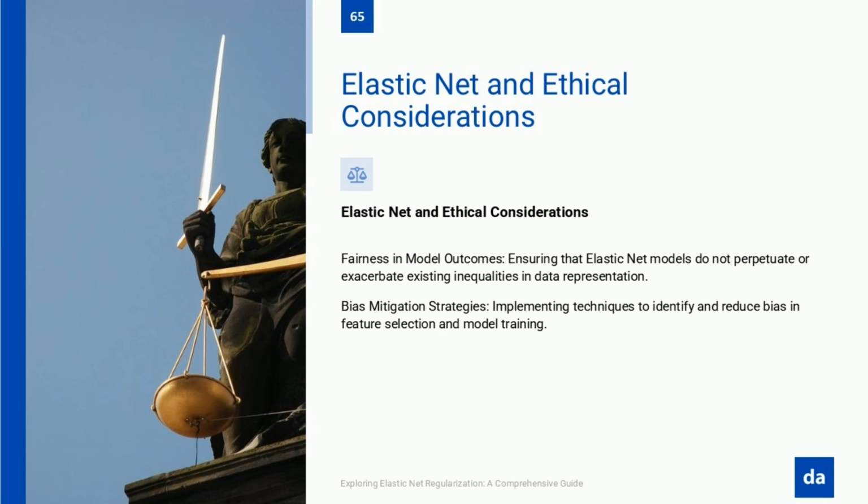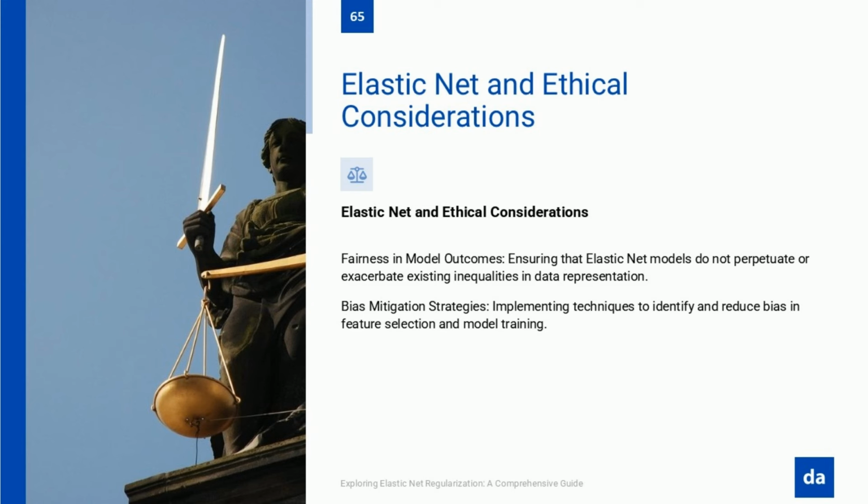If the dataset used to train an Elastic Net model contains historical biases, the model will learn and reinforce those patterns. In criminal justice, for example, if past data shows racial disparities in arrest records, a predictive policing model might unfairly target certain groups, even if race itself is not an input variable. Addressing these risks requires careful dataset curation, bias detection tools, and fairness-aware model adjustments.